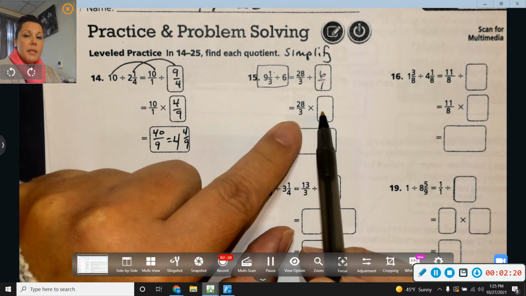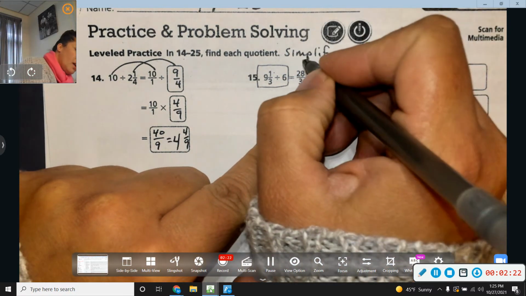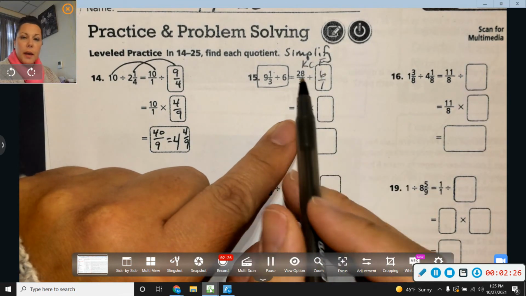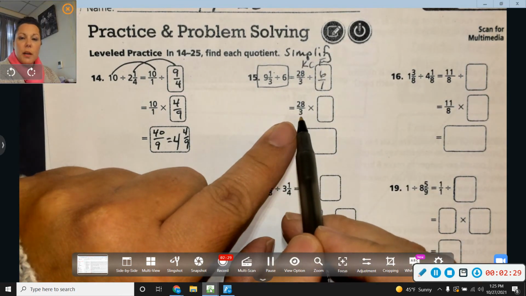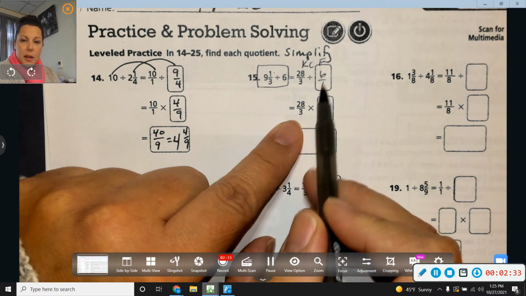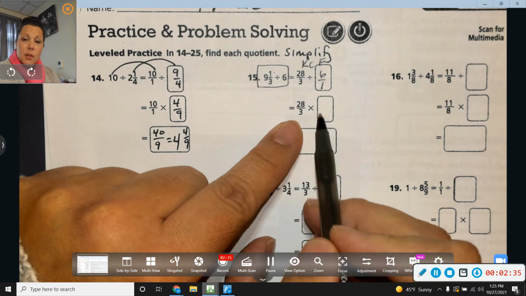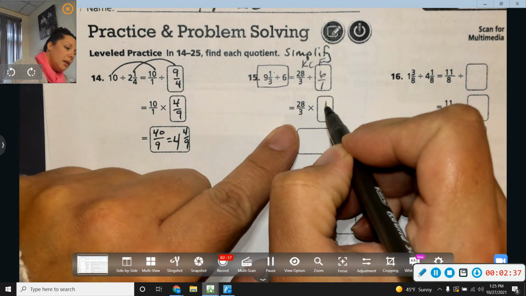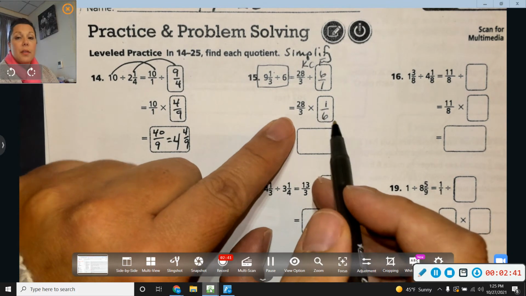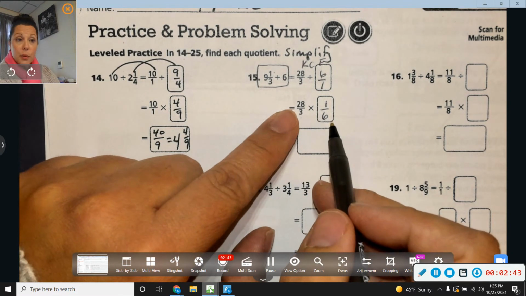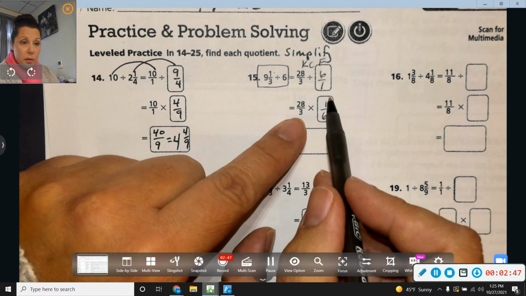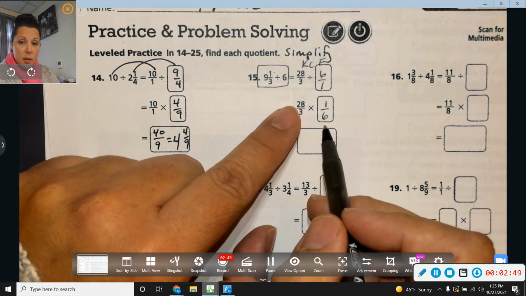Now we're going to go down, and this is where we keep, change, flip. Okay? So we keep our 28 over 3, we change divide to times, and then we flip 6 over 1 to be 1 over 6. Now this is where we reduce. This is the step now that we can reduce. 1 and 3 can't reduce because 1 is as low as it goes.